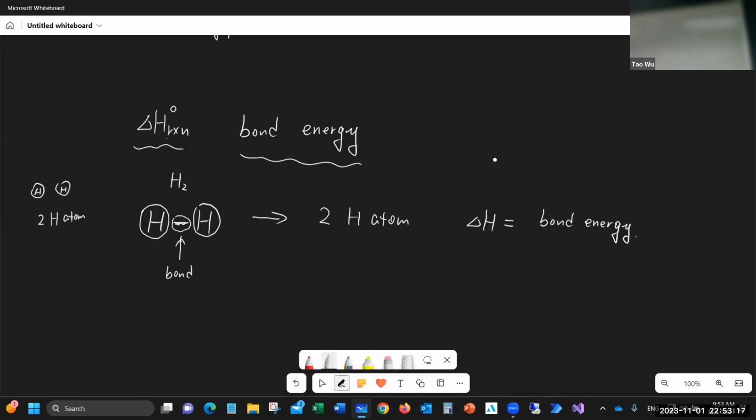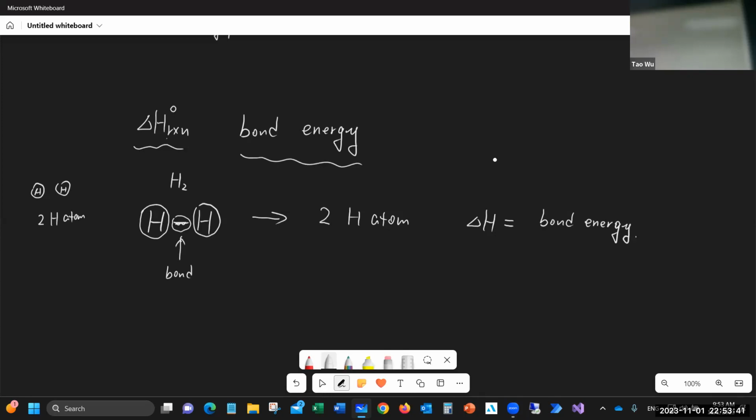Just like, okay, now we have a rubber band. If we want to break the rubber band, what do we need to do? We have to stretch it, right? We have to apply force. In other words, we need to apply energy to break the bond.